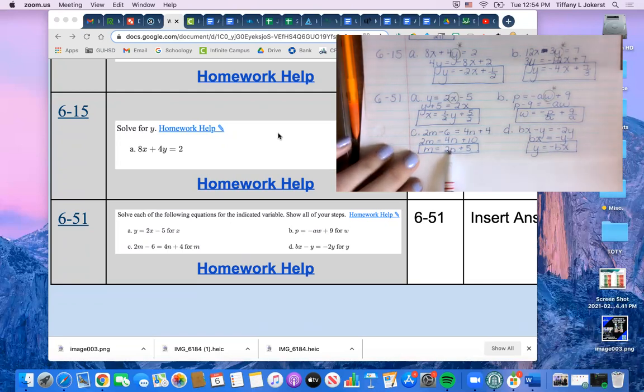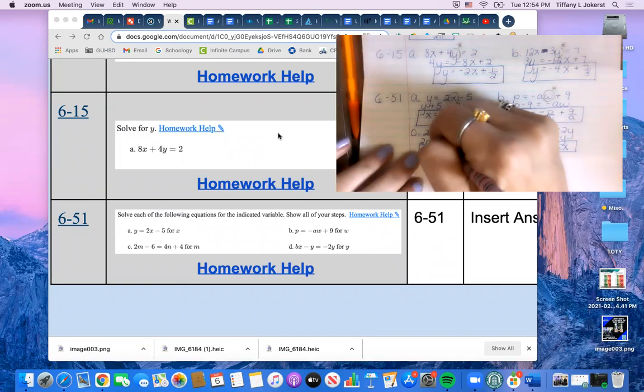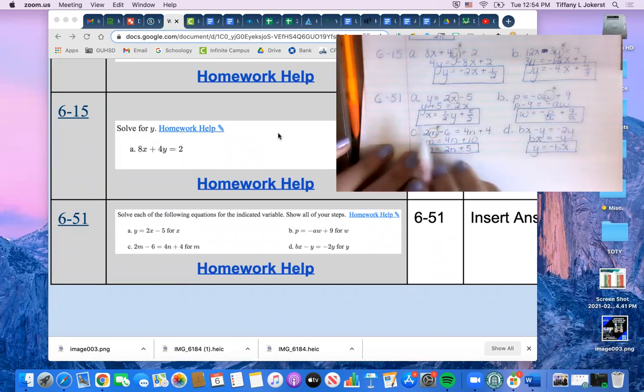Okay, in this one, when we're solving for m, I'm just trying to move everything away, get it alone. So I'm going to add the 6 to the other side. Then I'm going to divide by 2, and that should be your final answer.